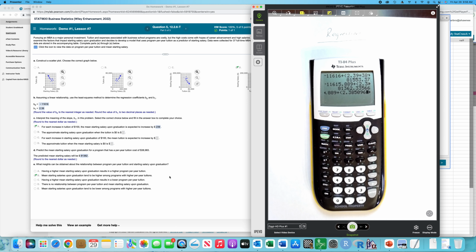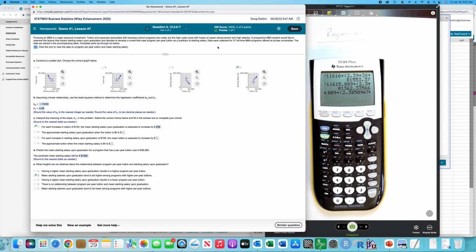Now, just an FYI, if the slope was negative, we would say that mean starting salaries upon graduation tend to be lower among programs with higher per year tuition. But that's not what happened here. All right, next question. There is no next question.